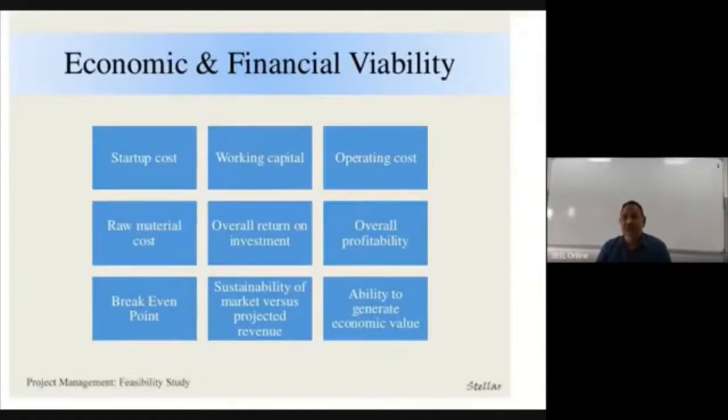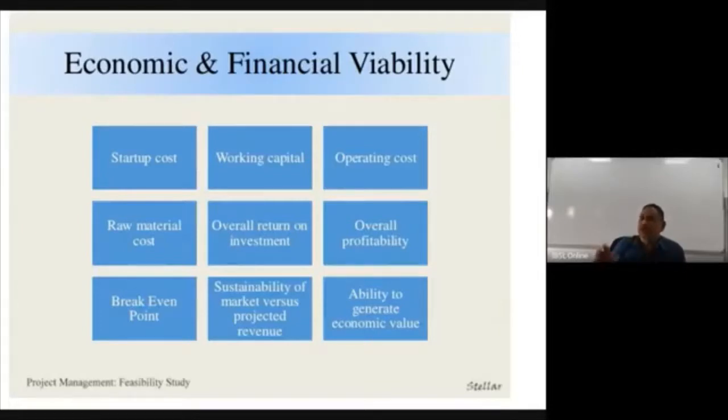Operating cost. The working capital we discussed has two components: permanent working capital and revolving working capital. Then what is operational cost? The operational cost, if not managed properly, the business entity may run at a loss. It's very crucial. Then raw material supply and raw material cost.